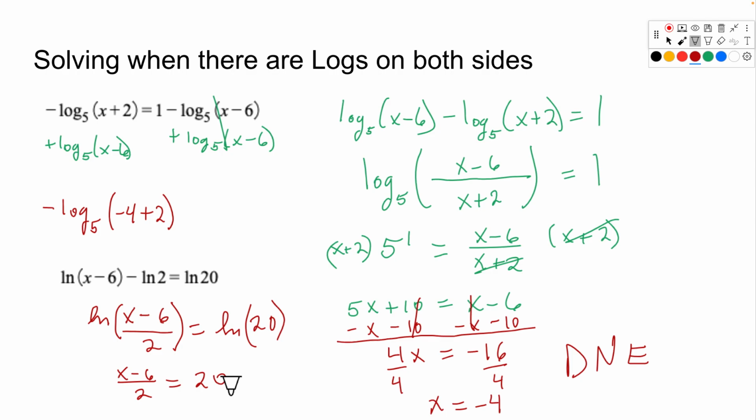Okay. So now we need to solve this. Multiply both sides by 2. We get x minus 6 equals 40. So add 6 to both sides, you'll get x equals 46. We do a quick check back here. If I put 46, that's going to be 40. We're all good. These are all numbers. Natural log of 2, natural log of 20. So it's within the domain. So that's a valid answer.